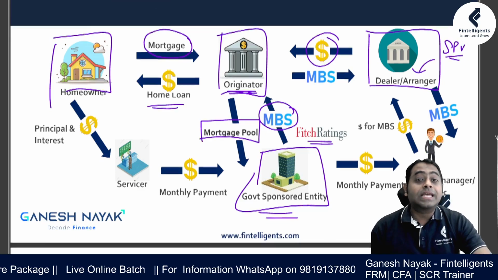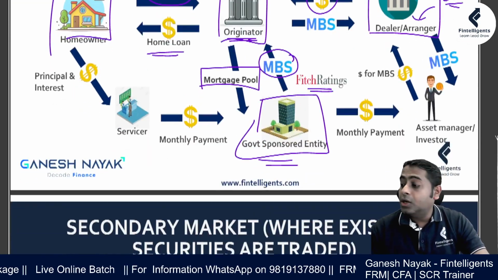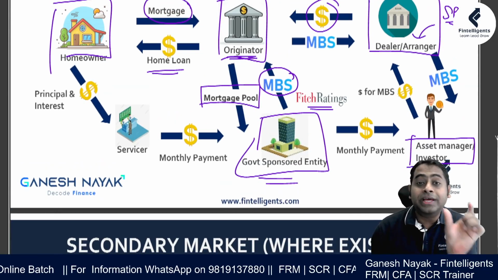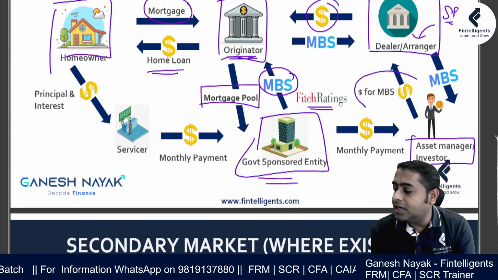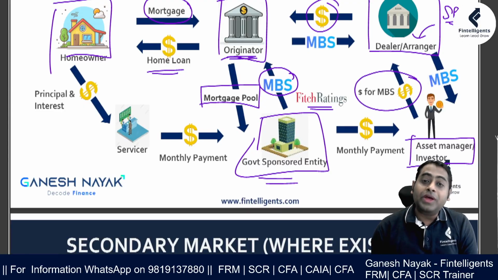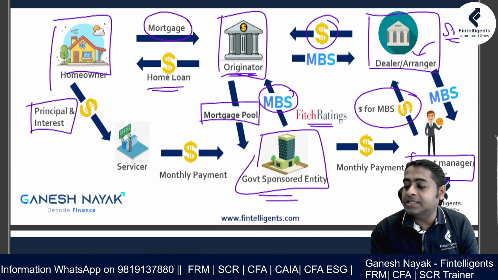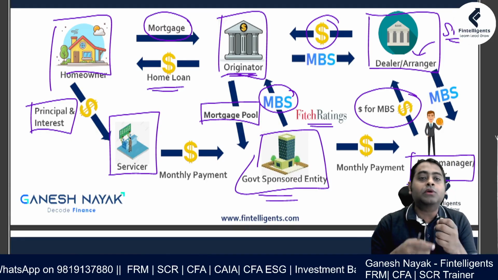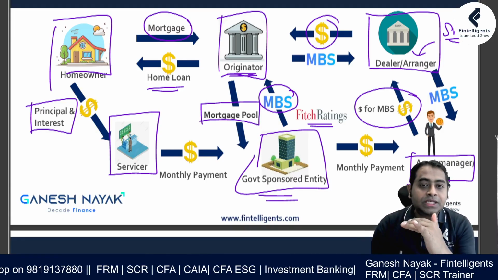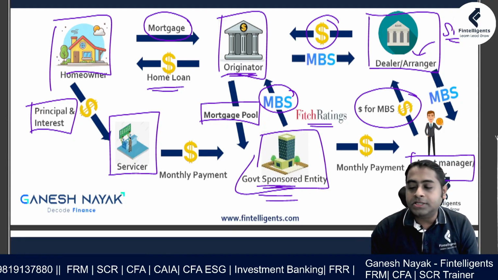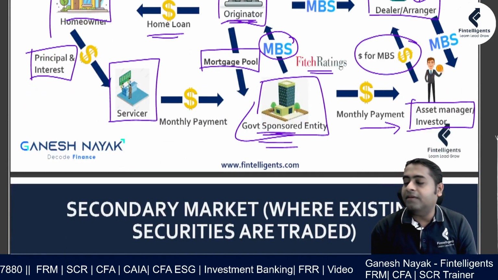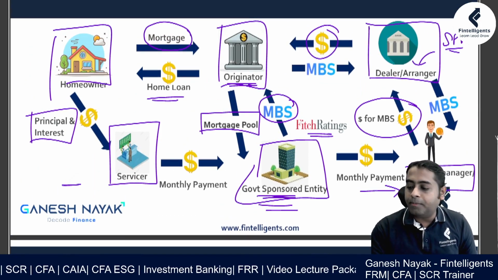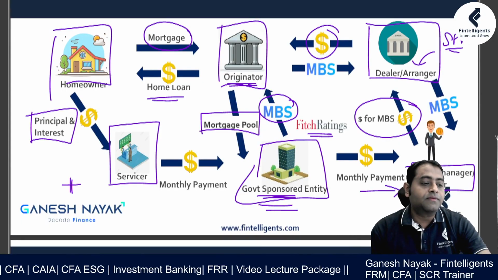Correct? Now this special purpose vehicle will sell this to investors or asset managers. What? MBS. They are not selling the pool, they are selling the MBS. And in return, they will generate money. Whenever this homeowner pays the EMI, principal and interest, there is one servicing agent sitting in between who will collect all the money and do the accounting. That money is passed on through this government sponsored entity to the final investor. That is the return on their capital. I'm going to take a pause, read till this point, and let me know if there is any confusion.